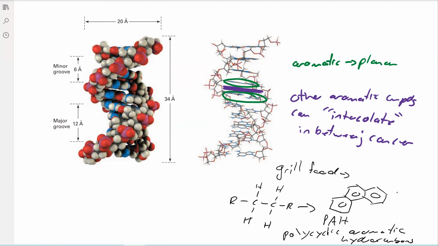Above is just an example, right? But we form all of them. So whenever you grill food or really do any kind of cooking, mostly grilling though, you're going to end up with these polycyclic aromatic hydrocarbons. You eat them and they could end up intercalating your cell, which could end up causing cancer.